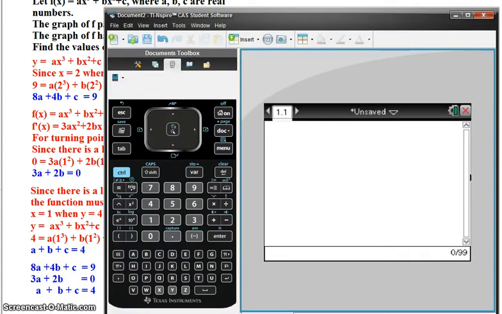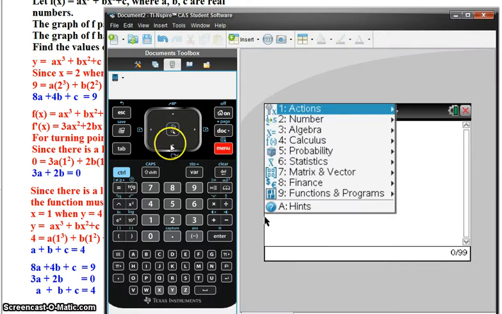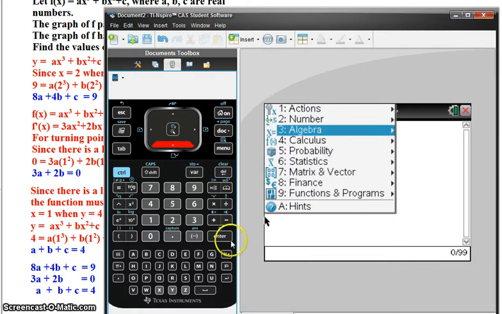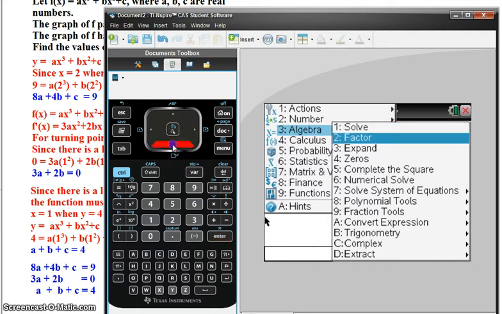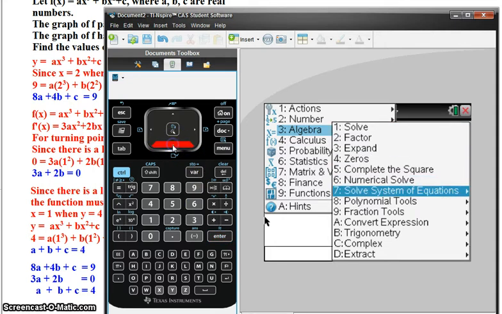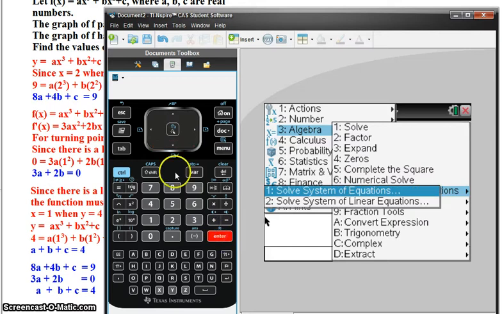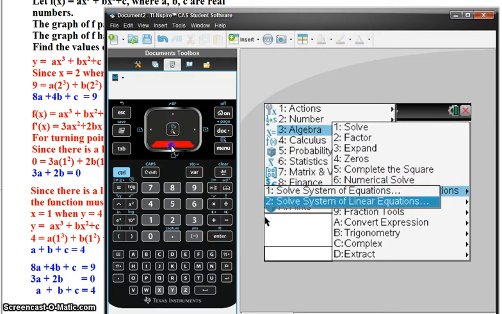So I'm going to go into the calculator, and one way of doing it is to make sure you're in calculate view and to hit menu and to go down to algebra, hit enter, and go down to solve system of equations, hit enter, and choose solve system of linear equations because they are linear, that is straight line equations.